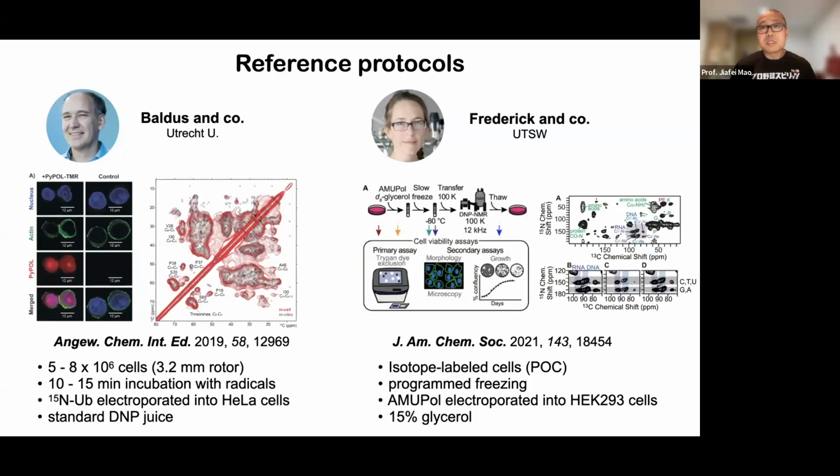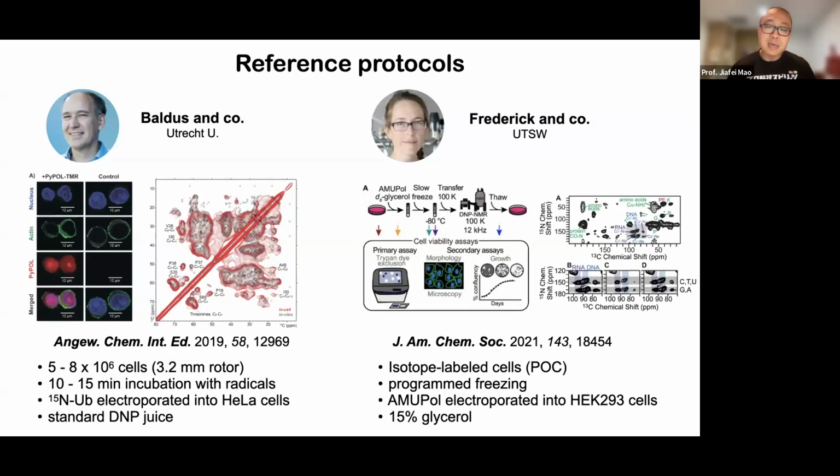But nowadays, I would suggest you use the more sophisticated approach developed by Kendra. Here, basically, it mimics cell storage or freezing as we do in a normal lab. This programmed freezing really keeps the high viability of the cells and keeps everything more native. In this case, they also use electroporation for the radical delivery, which can, of course, be applied for protein delivery, as Mark already demonstrated in his work.